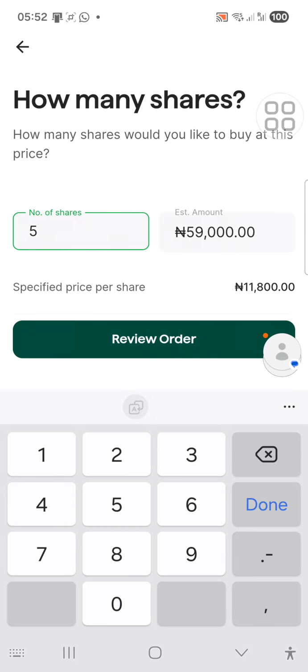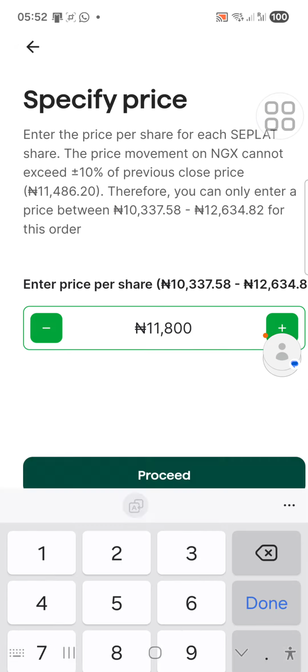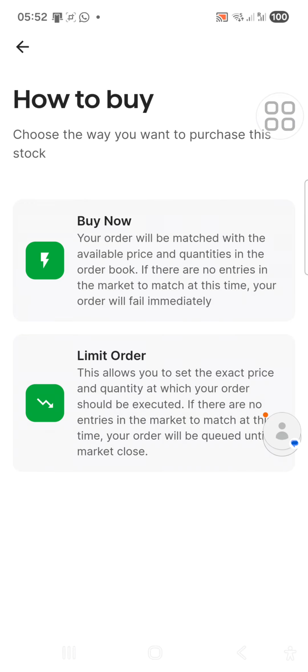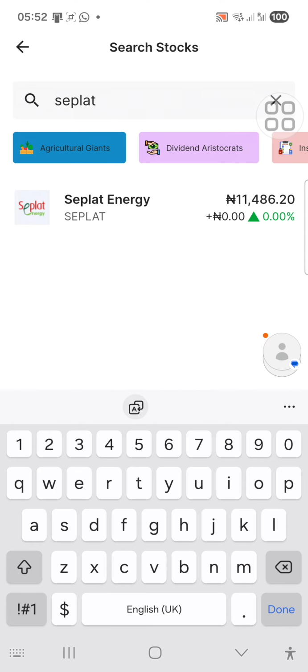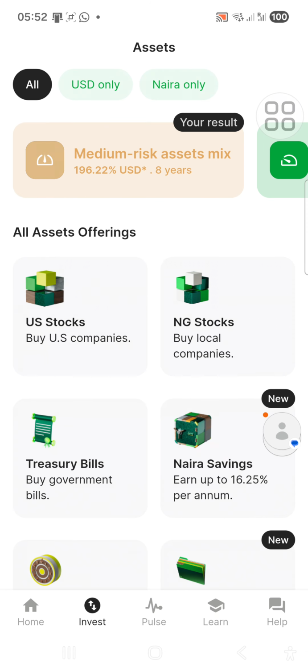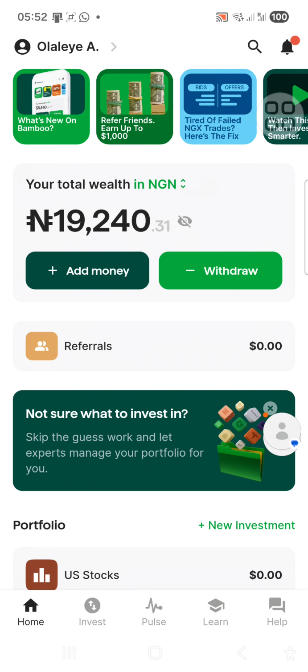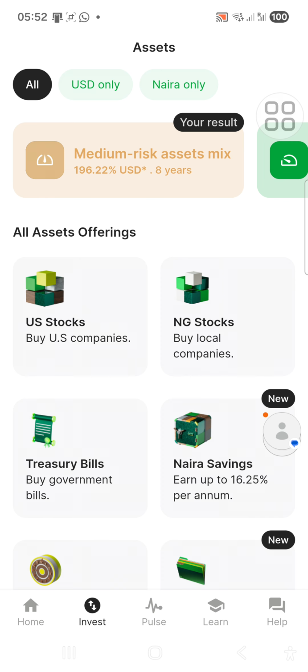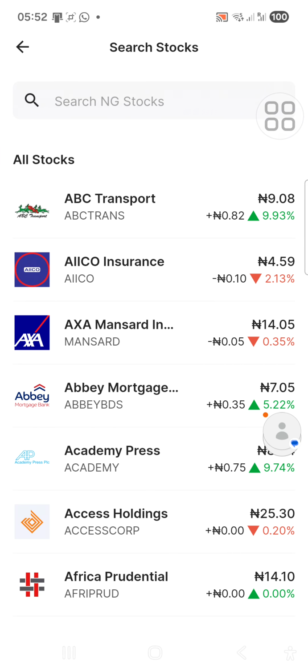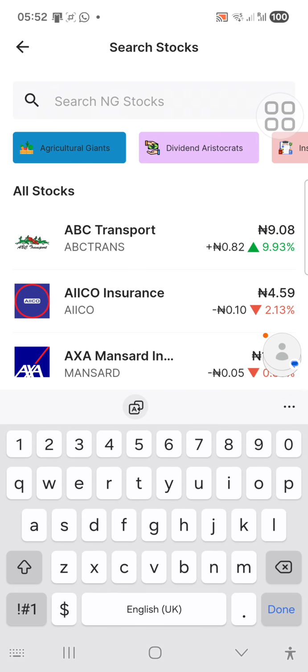Now let's check just one more stock, and then I can close this. So if I go back again, okay, I go back to the main page. Let's click on invest at the bottom of the screen, and then I will select NG stocks, buy local stocks, and then I will type in the one that I want to buy.